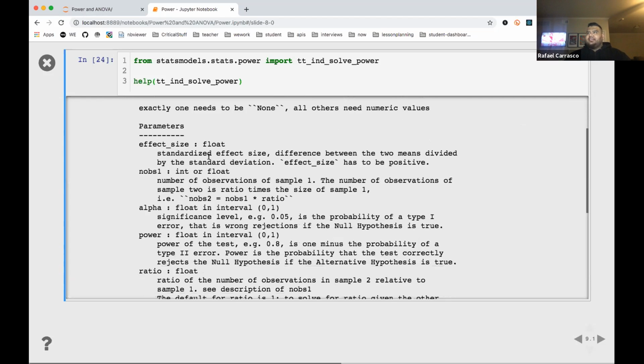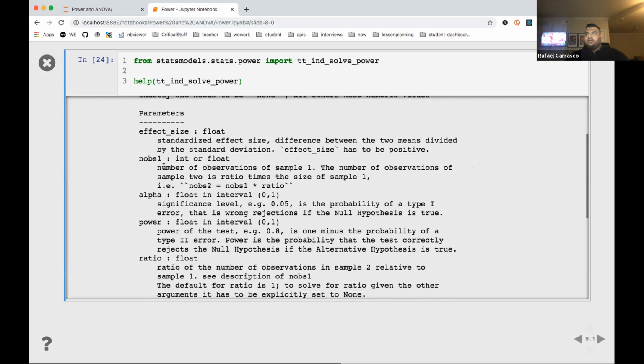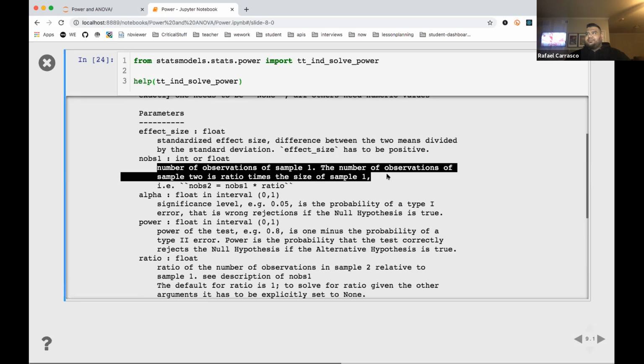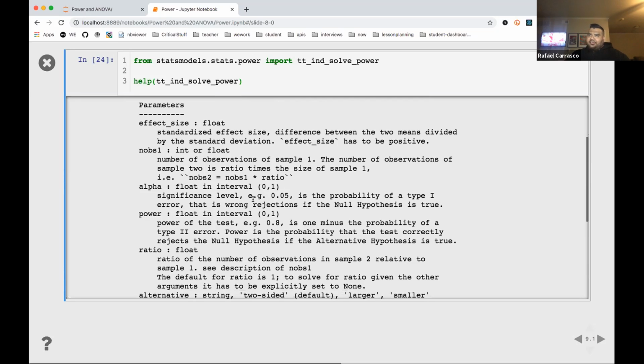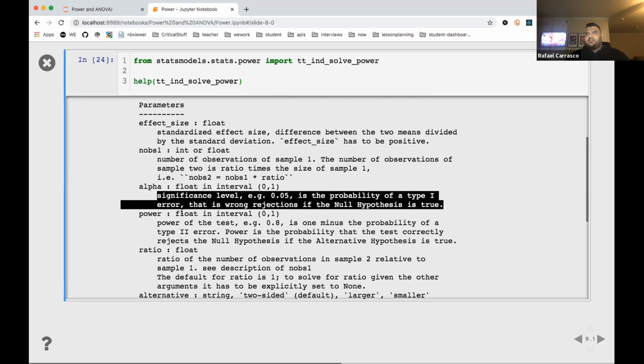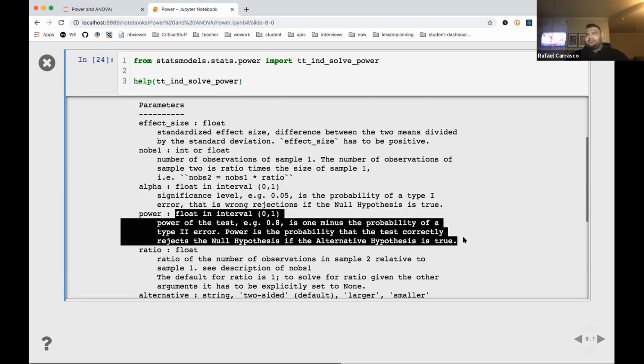The effect size is just the Cohen's d value that we calculate. The observations are the observations of sample 1. I usually just do the control, but I don't know how much that matters because the ratio is kind of what it ends up looking at anyways. The alpha is just usually 0.05, and then the power is what we're going to calculate. And it's 1 minus the probability of making a type 2 error.